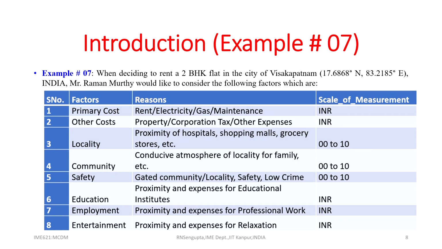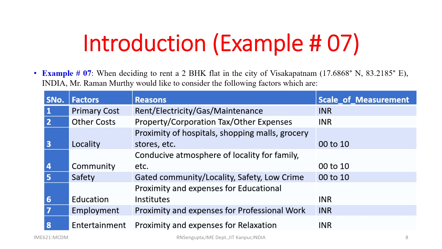Consider the case of Mr. Raman Murthy, who is deciding to rent a 2 BHK flat in the city of Visakhapatnam, and in doing so Mr. Murthy considers the following points. The factors are 8 in number and they are as follows: primary cost, other cost, locality, community, safety, education, employment and entertainment. Under the factors, the reasons are given.